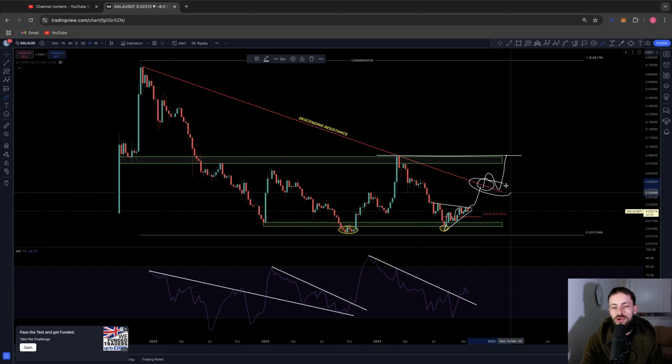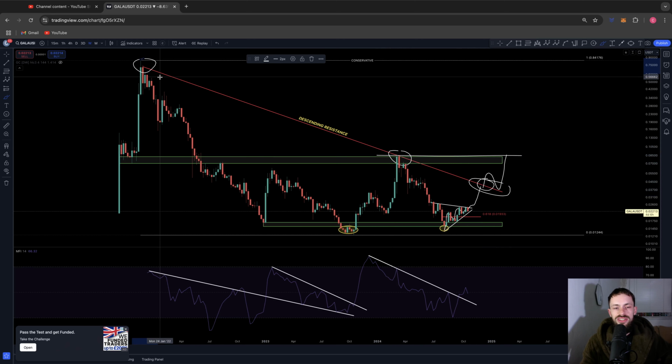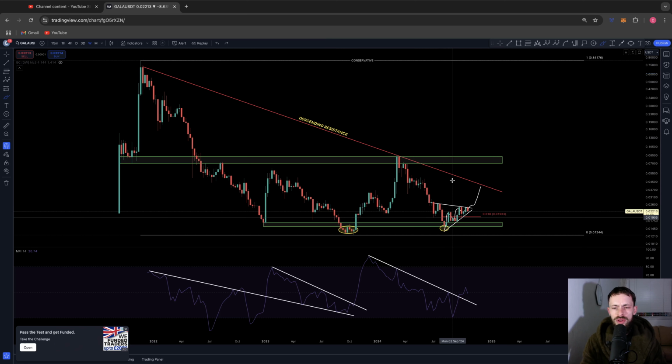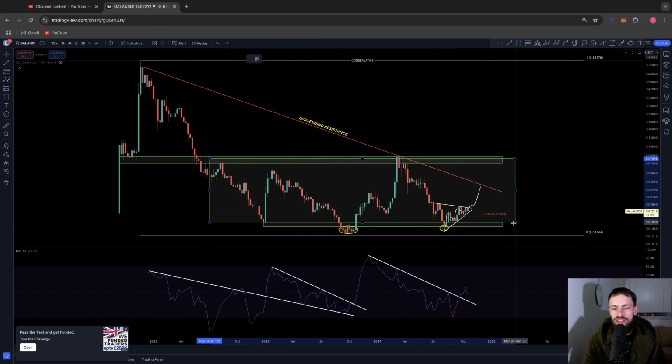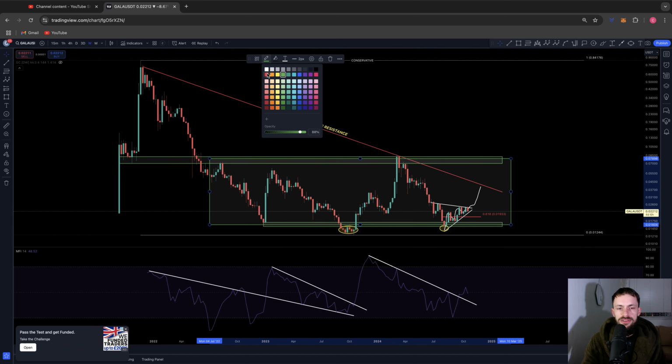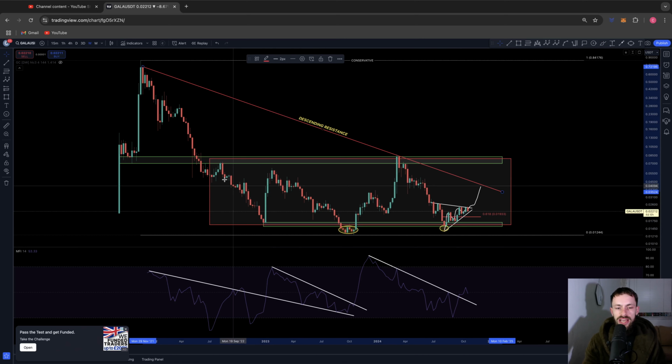But once we do break this descending resistance that it's had on its head for a couple of years, I think it's fireworks for Gala. I really do. And right now all that's going on is this huge accumulation zone that Gala's been in for multiple years, and it's just been hanging around here since August of 2022.